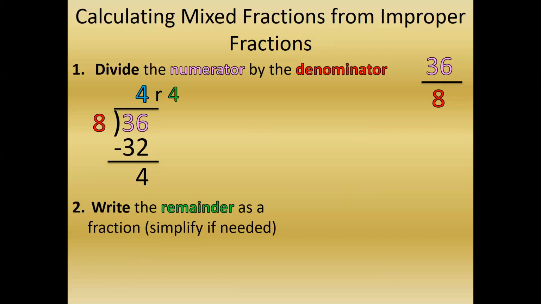So now we have to write the remainder as a fraction. So remember we said that the denominator from the very first improper fraction is the same as our denominator in this question, and then our remainder becomes the numerator. So 4 over 8, and we have to simplify if it's needed. So 4 over 8 can be put into smaller terms. You can make it into a simpler fraction.